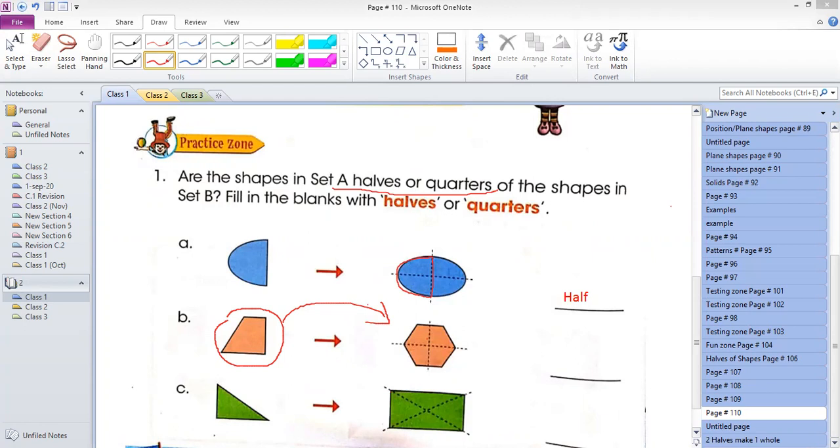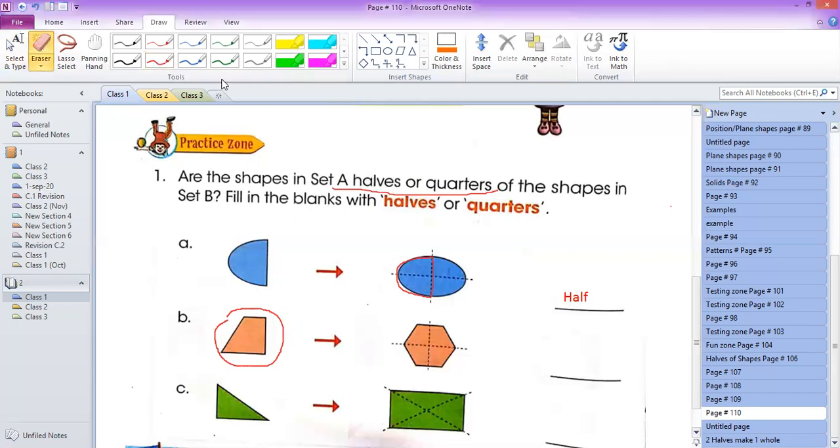Quarter. That's very good. Very good, guys. The answer is quarter. It is not half. If it is half, you will see, guys, it is in that way. It could be like this.